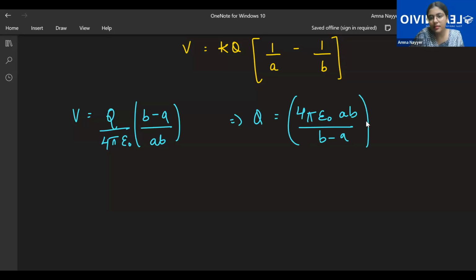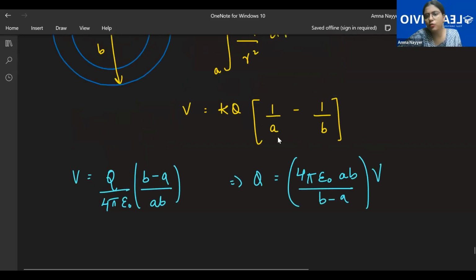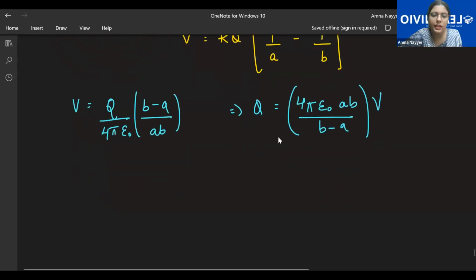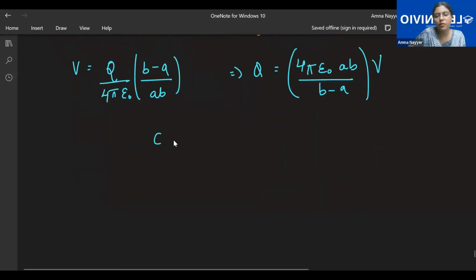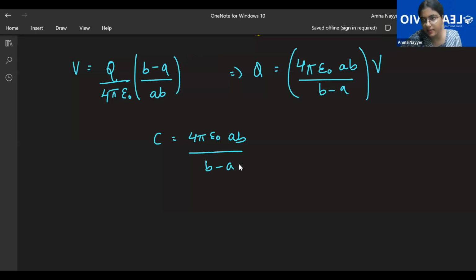Till now, a charge question from potential hasn't come in the NEET paper, but in JEE, kq into 1 by A minus 1 by B has been used. As one formula we've already studied for capacitance, that is 4 pi epsilon naught AB divided by B minus A, which we discussed in the class. So this formula is going to come as it is.